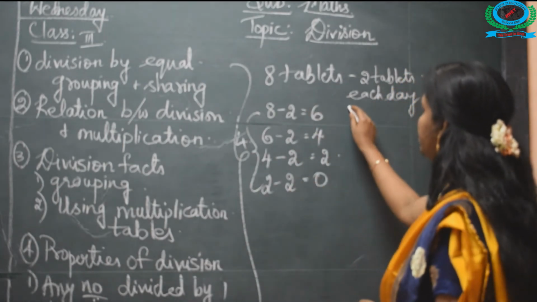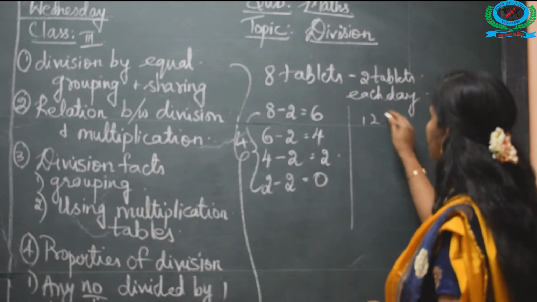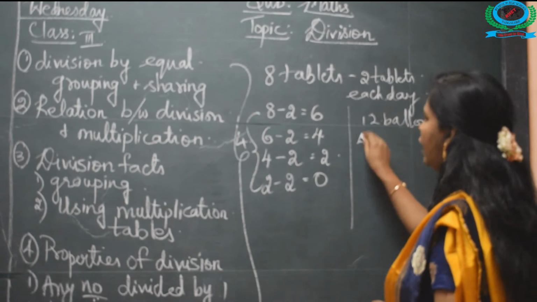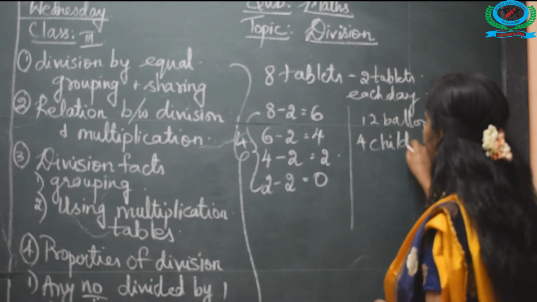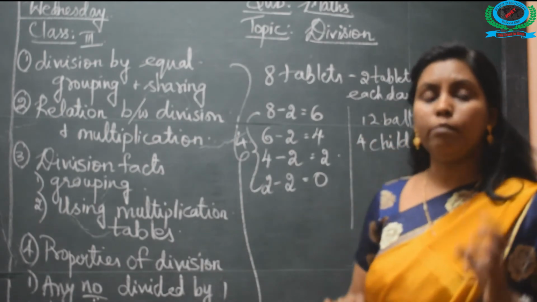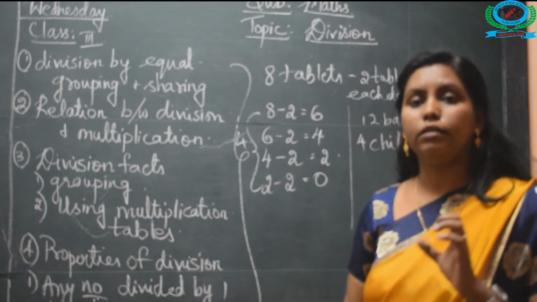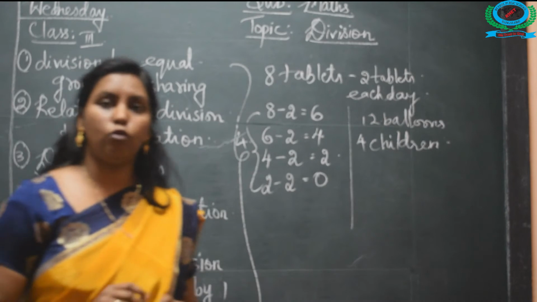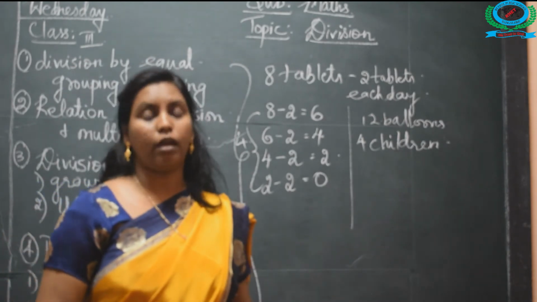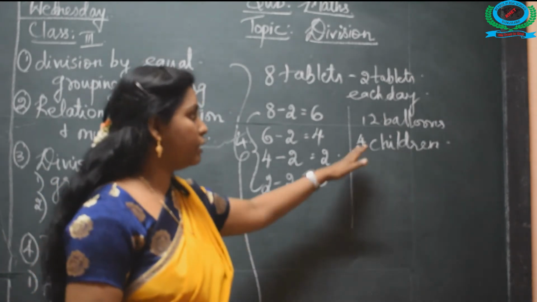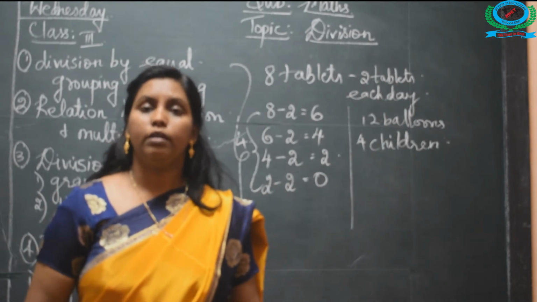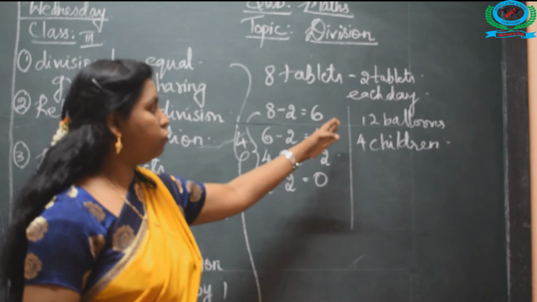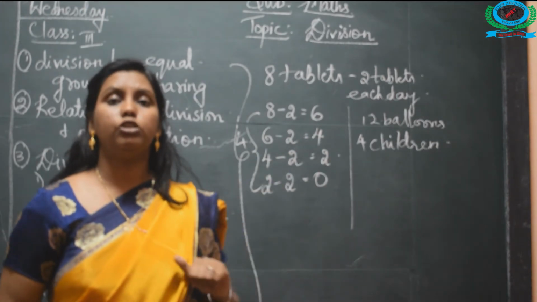Then another example: you have 12 balloons and 4 children. So these 12 balloons should be divided among the 4 children. How are you going to divide? How many balloons does each child get? Here 12 balloons are there and 4 children are there.